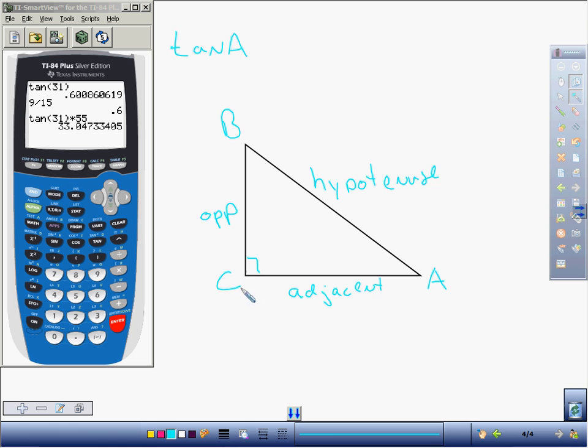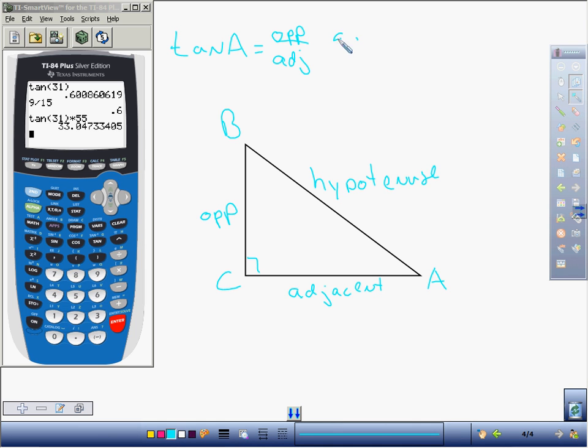C, they don't usually talk about the adjacent side or opposite side to C because that's a right angle and you don't have to worry about it. So the tangent of A is defined as the ratio of the opposite side to the adjacent side. Okay? So the ratio of this side to this side is defined as the tangent. Then we have another one, the cosine. Or let's do the sine first.